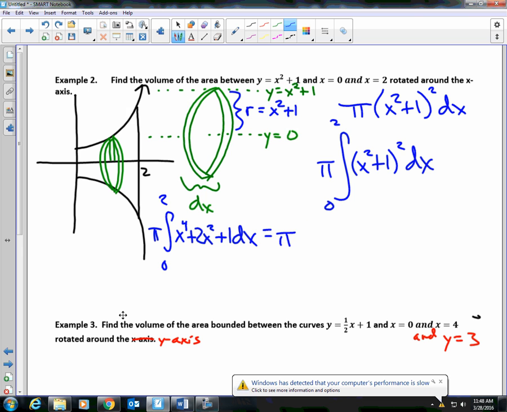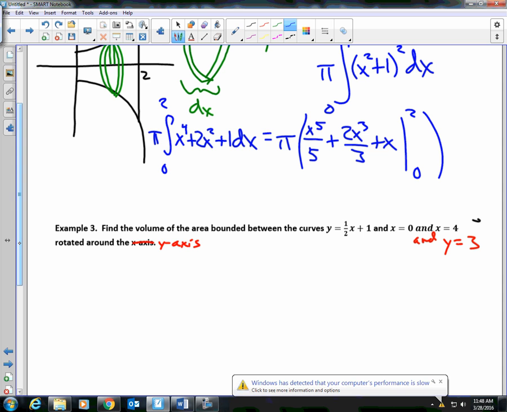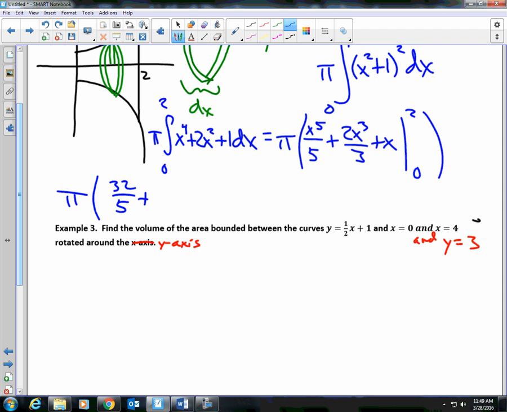Equal to pi times x to the fifth over 5, 2x to the third over 3. Plug in the 2, 32 over 5. 2 thirds is 8 times 2, 16, 16 thirds. It's 2 over 1. What's the common denominator? 15.